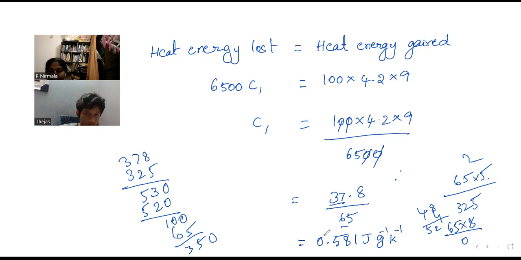Okay, 10th sum, you see. 45 grams of water at 50 degrees Celsius in a beaker is cooled when 50 gram of copper at 18 degrees Celsius is added to it. The contents are stirred till a final constant temperature is reached. Calculate the final temperature. The specific heat capacity of copper is 0.39 joule per gram per Kelvin, and that of water is 4.2 joule per gram per Kelvin. State the assumption used.